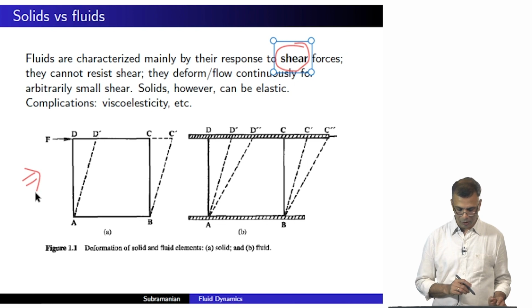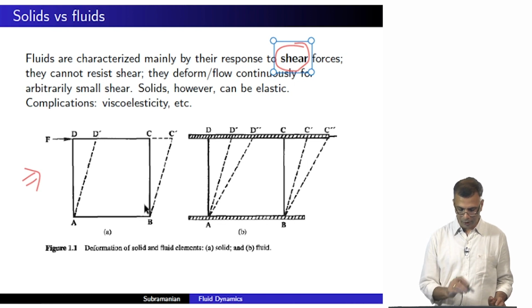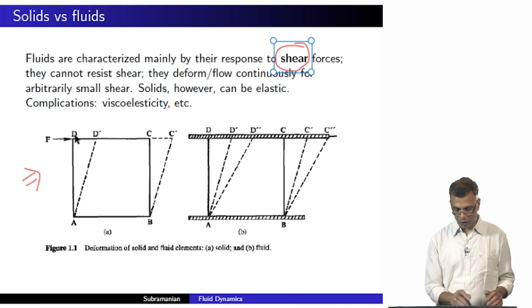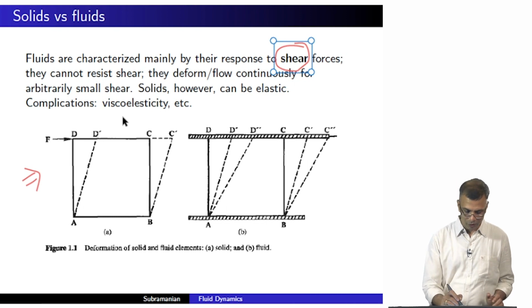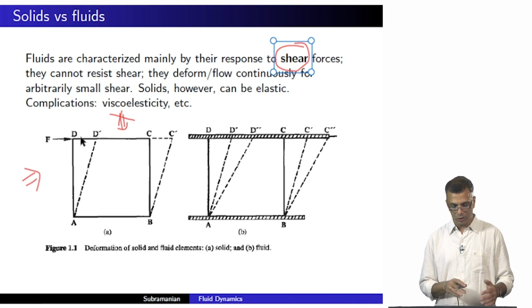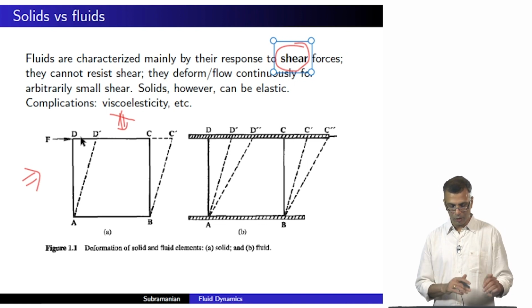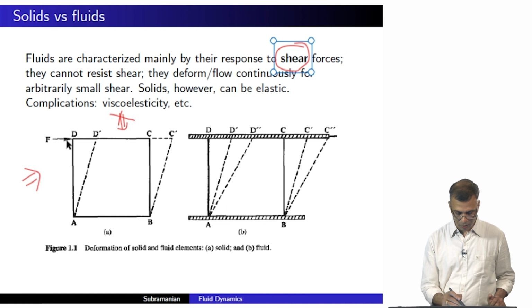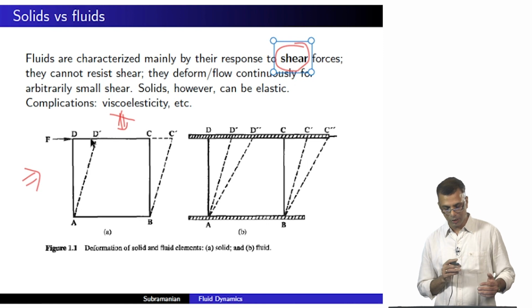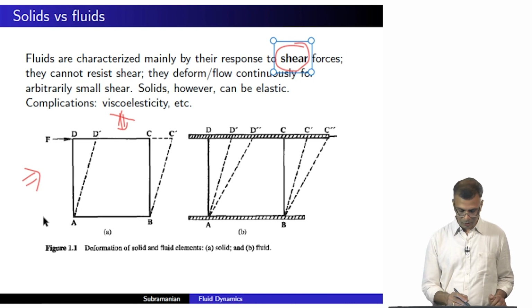So consider for instance this kind of a situation where you have an element of fluid like so, and you're trying to deform it with a shear force like this. Notice the force is not normal. It's not like so. It's shearing like so. So you're trying to distort this element so that the square, which is ABCD, you're trying to make it a parallelogram ABC dash D dash. Yeah, that's what you're trying to do. In this case, this is a solid element and this is a fluid element.